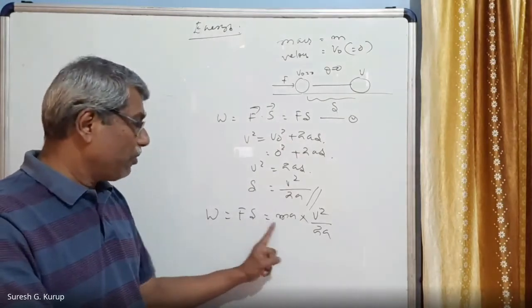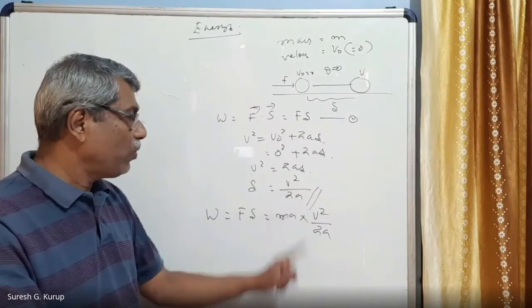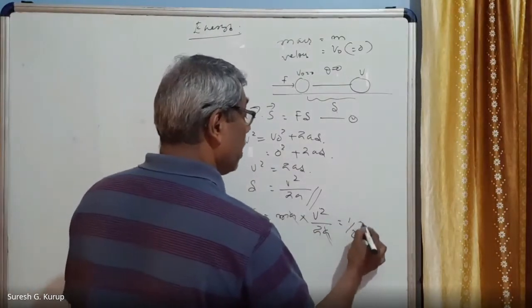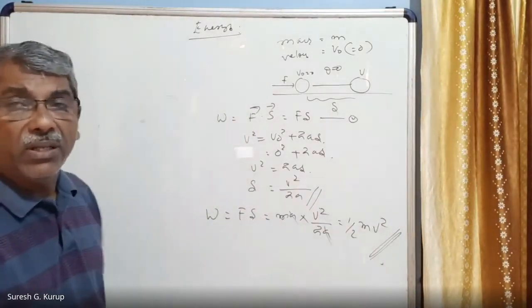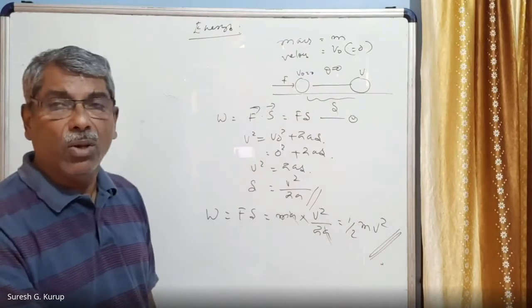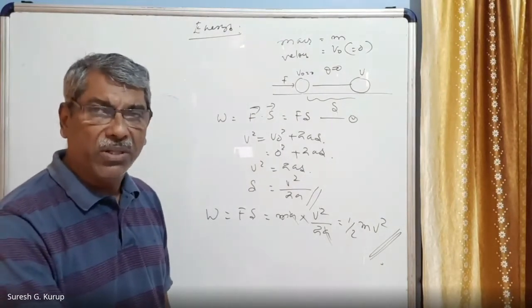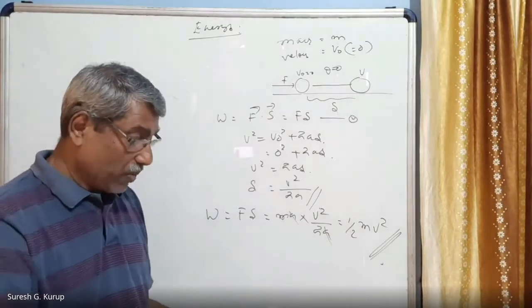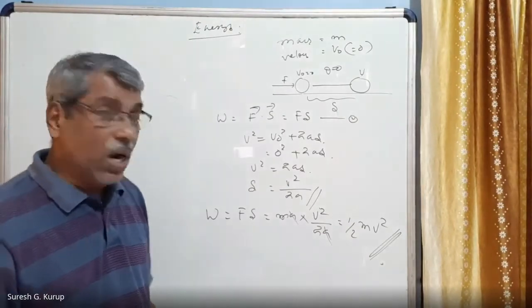And W = F into s, where we have proved s = v² / 2a. The a and a cancel, and we will get W equal to half mv². Work done by the constant force on a body is equal to the kinetic energy attained by the body. The relation for kinetic energy we have proved as KE = ½mv².